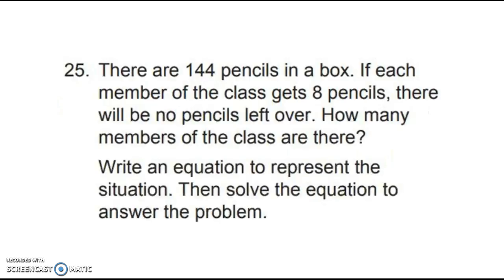25. There are 144 pencils in a box. If each member of the class gets 8 pencils, there will be no pencils left over. How many members of the class are there? Write an equation to represent the situation, then solve the equation to answer the problem.